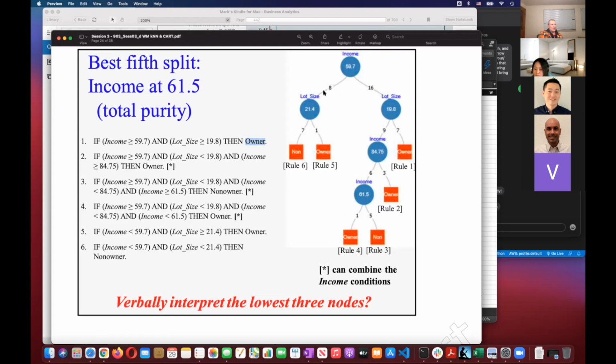And so here, this is good, because then we know we have 8 items going into lot size. And so 7 of them got classified as non-owners, and 1 of them got classified as owners, which is helpful because there's 8 going into it. So these 2 legs should equal 8. Same thing here, 16 going into lot size, and this gets split into 9 and 7. So there's 9 to the left, 7 to the right. 6 plus 3 equals 9. 1 plus 5 equals 6.